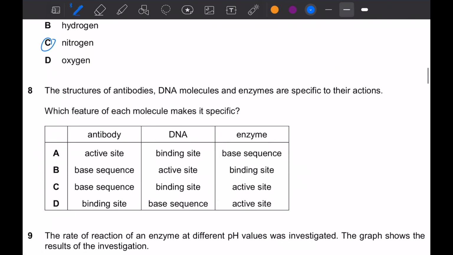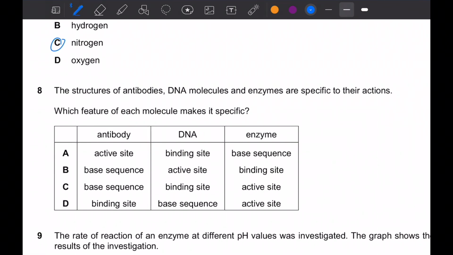Next question. The structures of antibodies, DNA molecules, and enzymes are specific to their actions. Which feature of each molecule makes it specific? So the answer would be D. Base sequence for DNA, binding site for antibody, active site for enzyme. The difference between a binding site and an active site is that the active site is also a catalysis site. And antibodies usually have a Y shape, and then they will bind to the antigen.